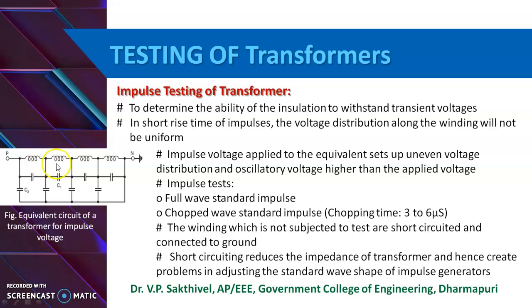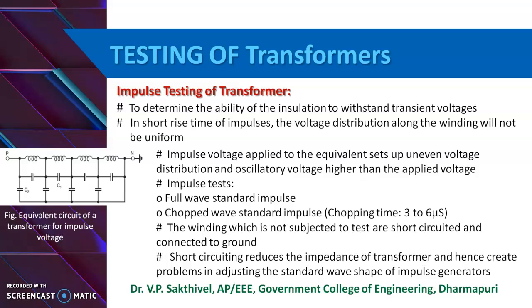For the application of impulse voltage to a transformer, the equivalent circuit is shown here. In this case, the impulse voltage is applied to such a network that the voltage distribution is uneven and oscillatory voltage would be produced. This voltage produced is much higher than the applied voltage. Here the oscillatory voltage is higher than the applied voltage.